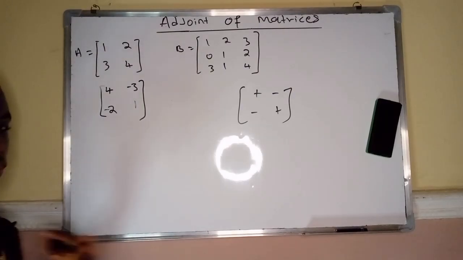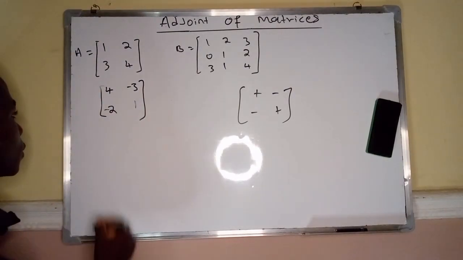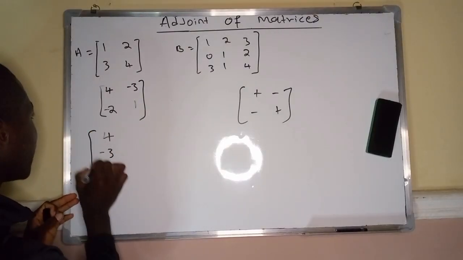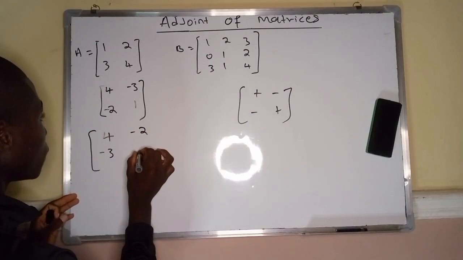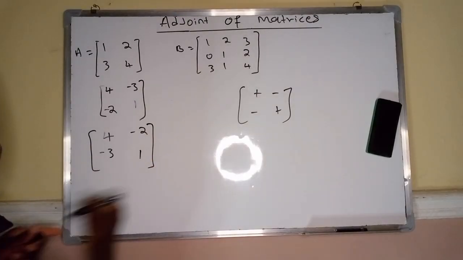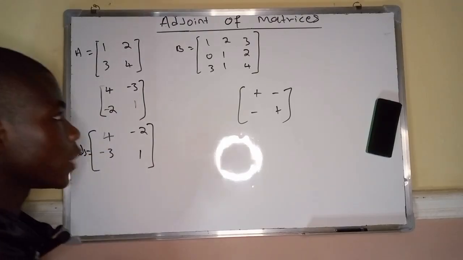So now I have to transpose this cofactor matrix. I will have 4, minus 3, minus 2, and 1. So this is the adjoint of this 2 by 2 matrix.